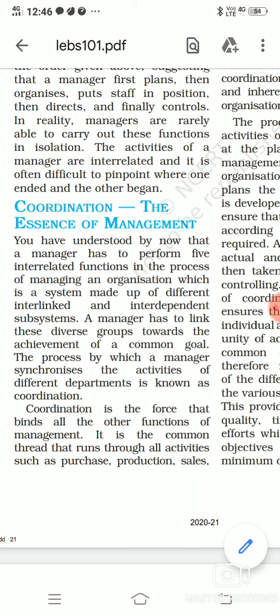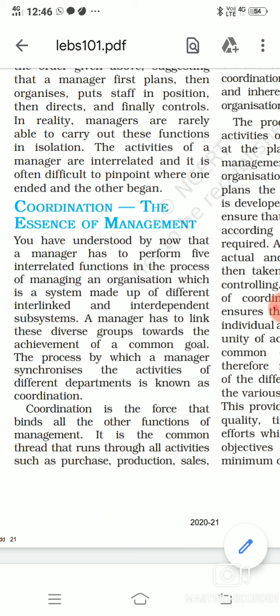So the first function of management, where we try to fill the gap between present and future, is called planning. Second function: when the planning has been made and the policies have been made, then the second function of management, started by a manager, is to organize the resources, to organize the structures. So that comes inside your organizing function.